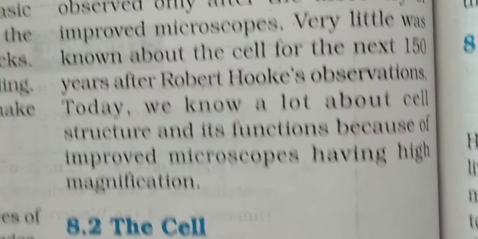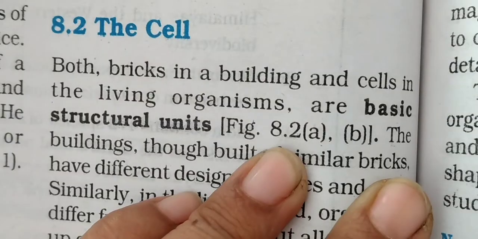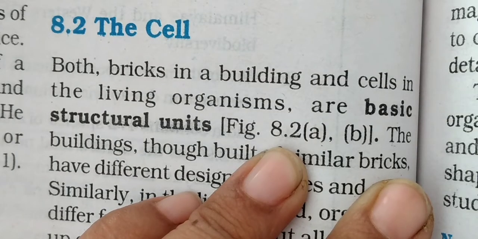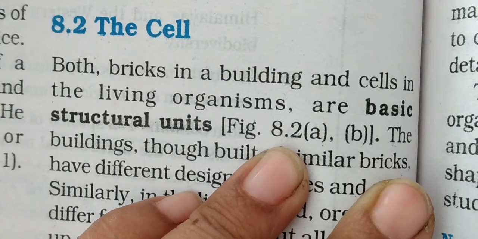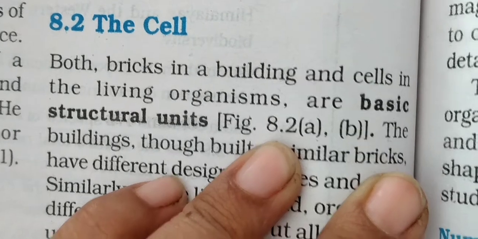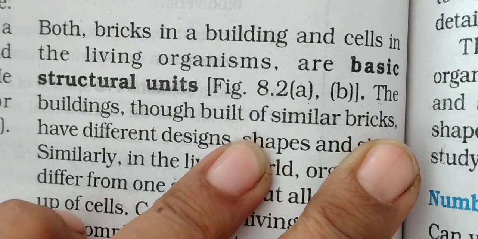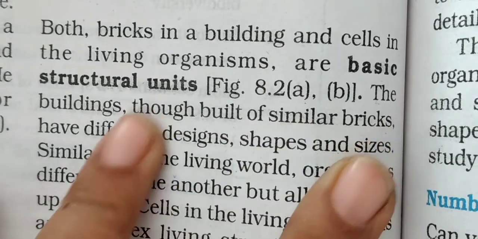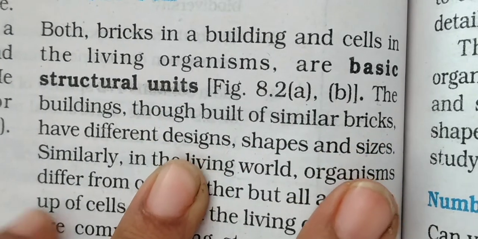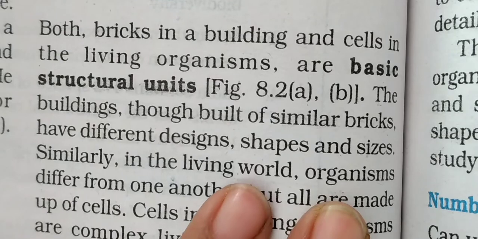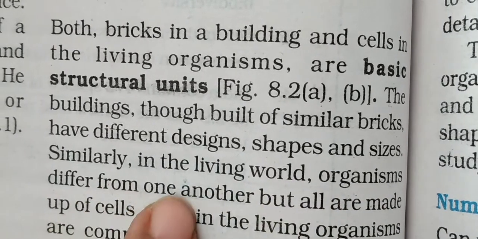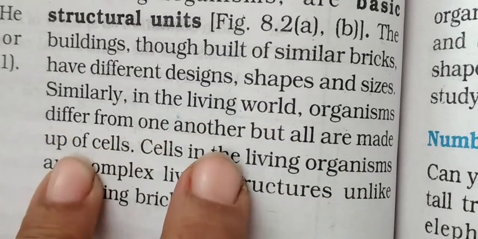So let's begin with the cell. Now let's see what a cell is. Let's talk a little about the cell. First, just the introduction. Bricks in a building, as I told you, and cells in living organisms are the basic structural unit. The buildings, though built of similar bricks, have different designs, shapes and sizes. Similarly, in the living world, organisms differ from one another, but all are made up of cells.